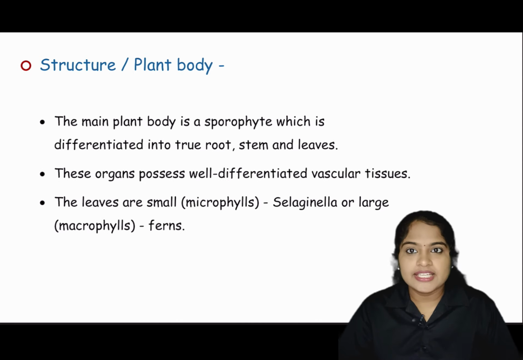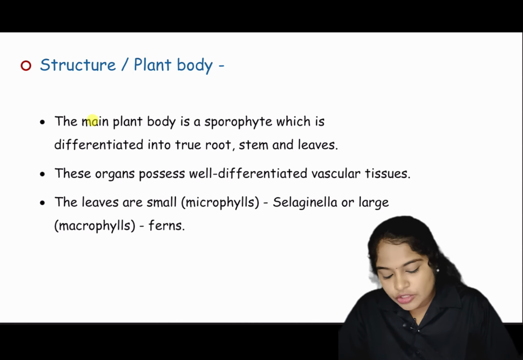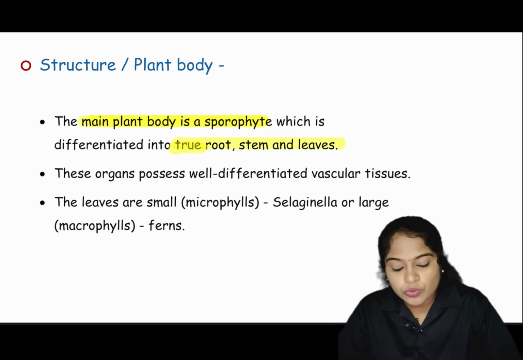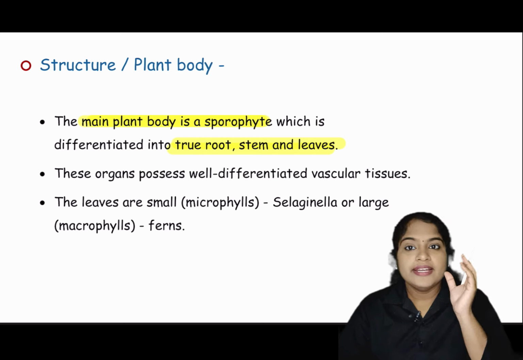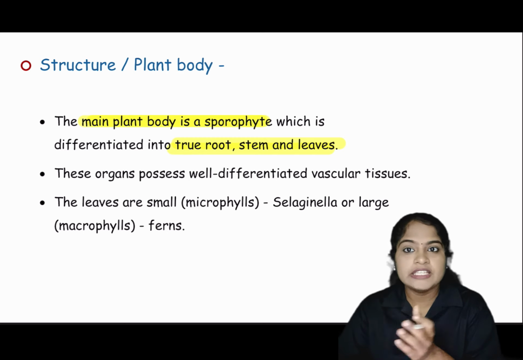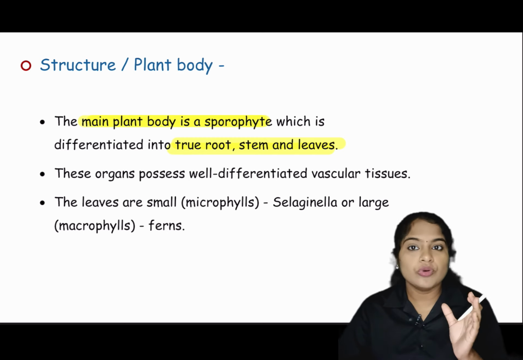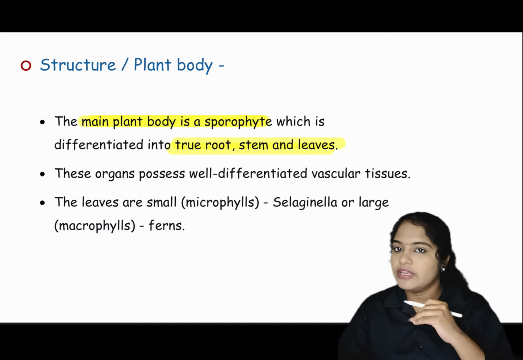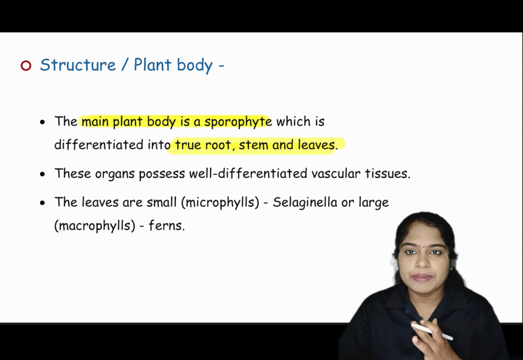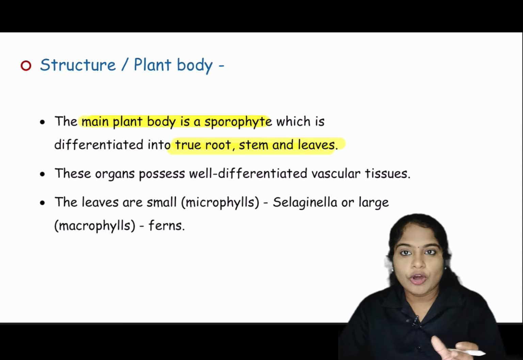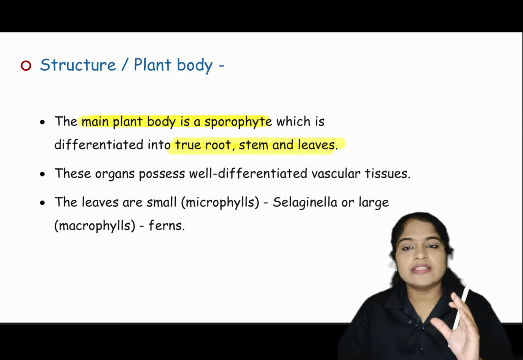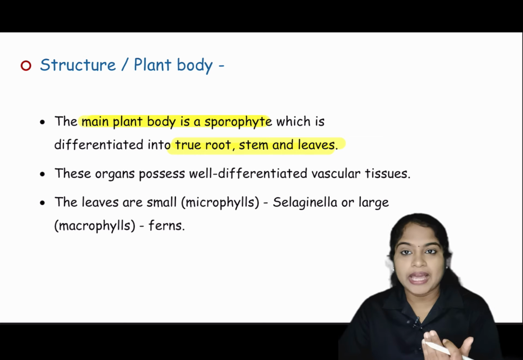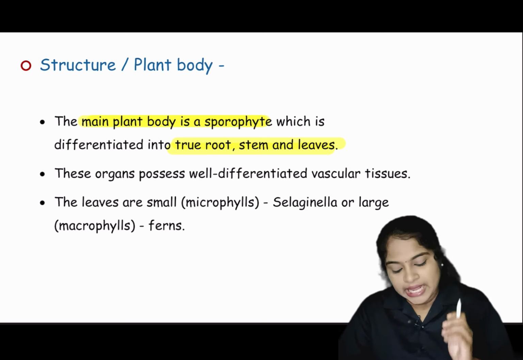Now let us see the structure or the plant body of pteridophyte. The main plant body is a sporophyte and it is differentiated into true root, shoot and leaves. Till now, in bryophytes we had only rhizoids; true roots were not there. So the first true root system came in pteridophytes, because if a root system is present, only xylem and phloem will be present, right, for transport of water. So the proper division of the plant body into root, shoot and leaves occurs in Pteridophyta.